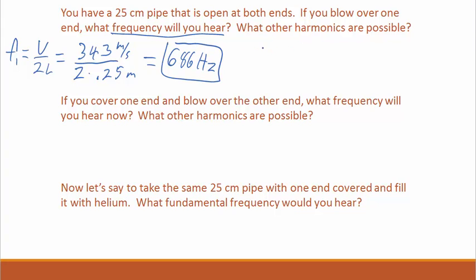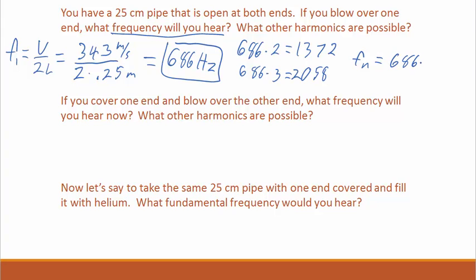The other harmonics that are possible, if it's open, we get all the harmonics. So we'll get the second harmonic, which is going to be at 1372. We will get the third harmonic, which is going to be at 2058. And in general, we will get 686 times any number n. So n can be any positive integer.